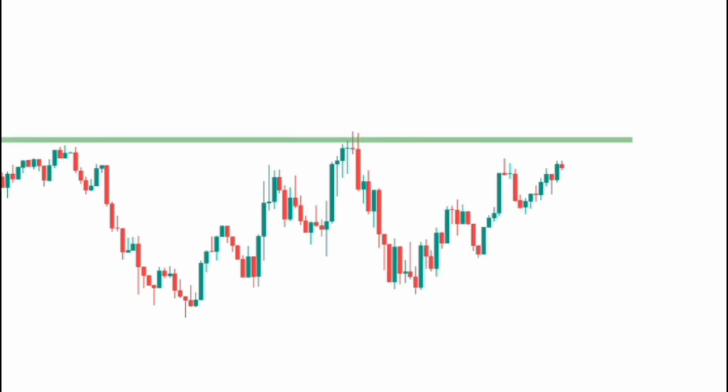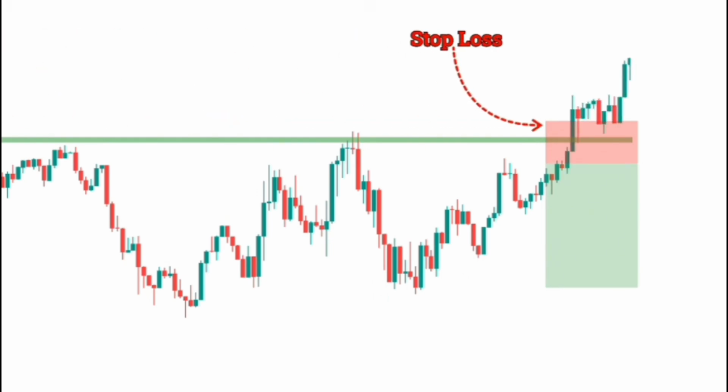Now let's look at the opposite example, equal highs. Most retail traders see equal highs as a strong resistance level. They enter sell trades and place their stop losses just above the highs. The market then makes a quick spike above those highs, sweeping the stop losses.